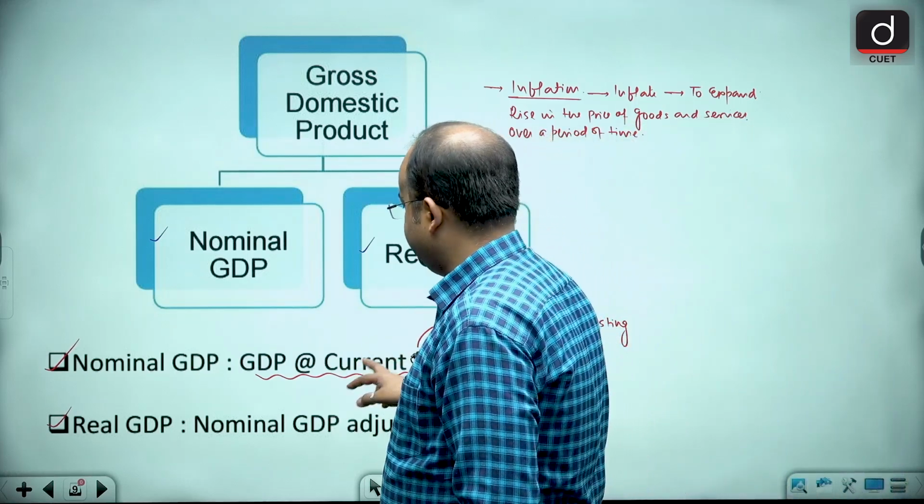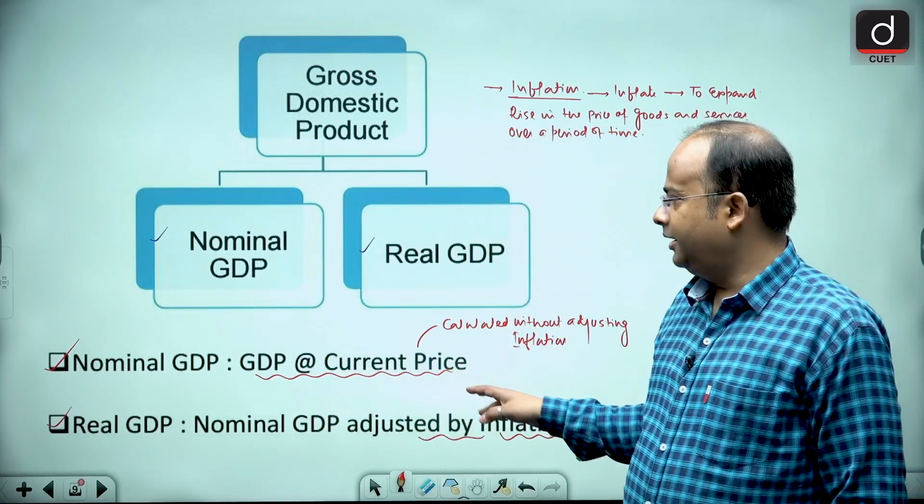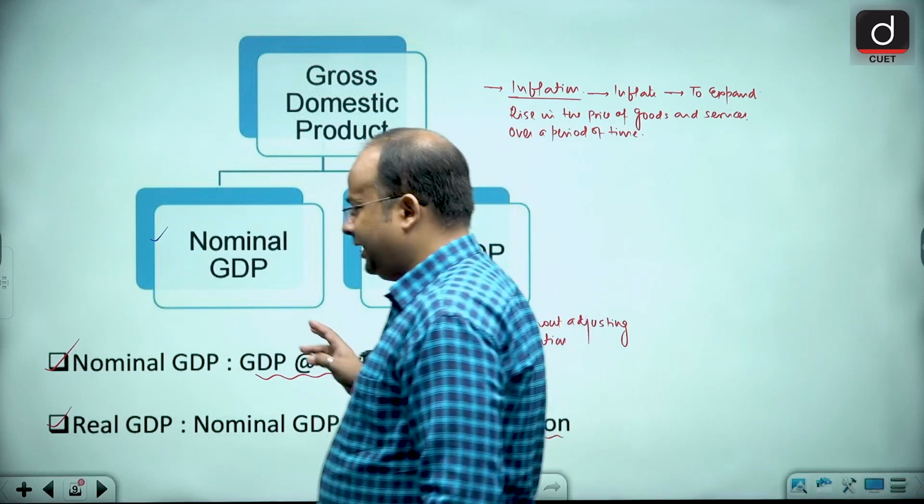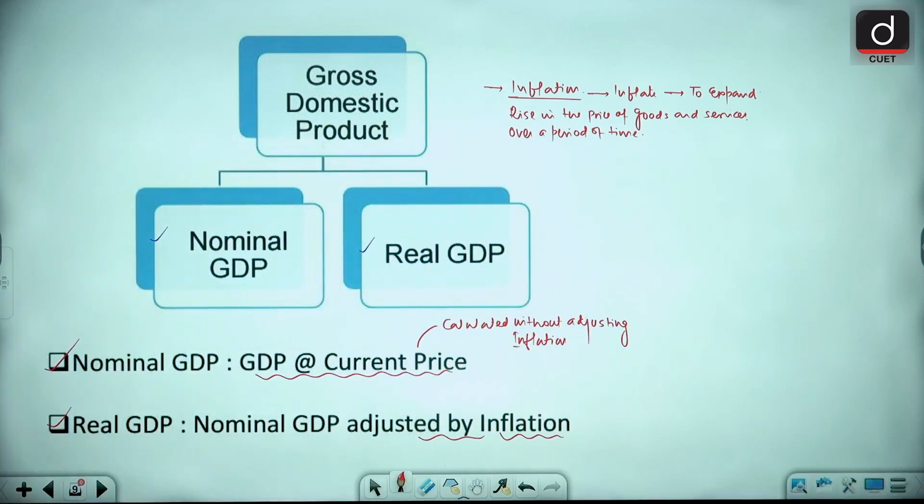Nominal GDP is GDP at current prices, calculated without adjusting for inflation, and real GDP is nominal GDP adjusted by inflation. Adjusted by inflation means that inflation is taken into account. Is that clear?